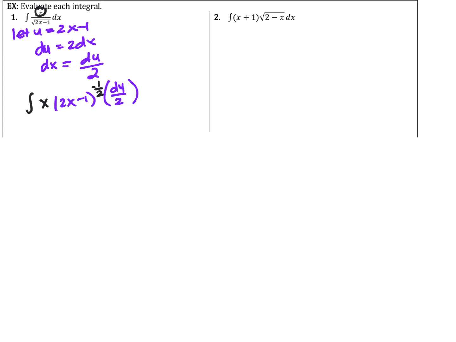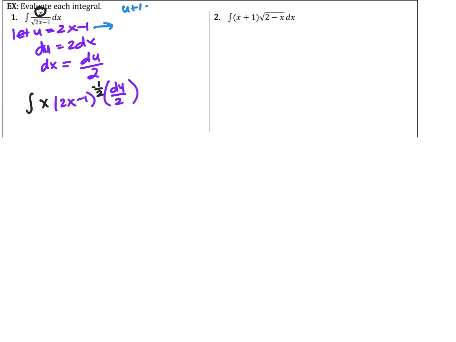Now here's where I have a different situation than we did in the last video. My x here isn't dividing out with my du over here, and that's what's indicating to me that I need to use my change of variable in order to evaluate this. So I'm going to go back up to where I defined what u was, and I'm going to solve for x.